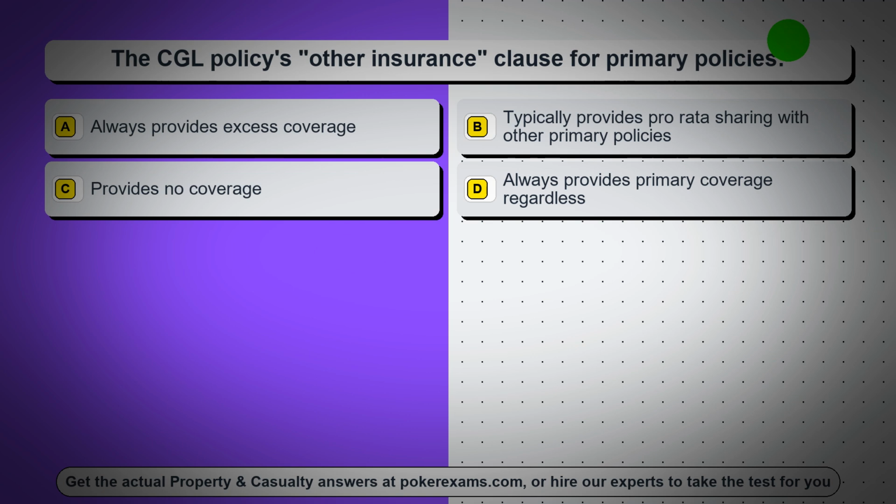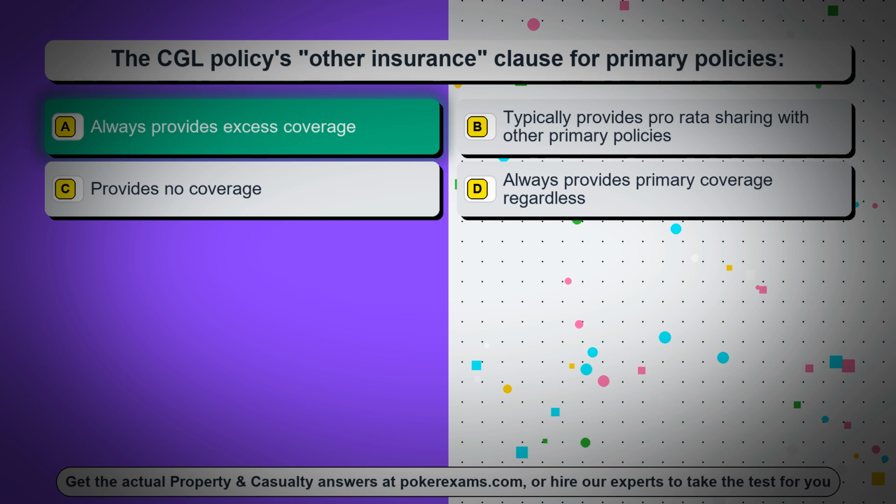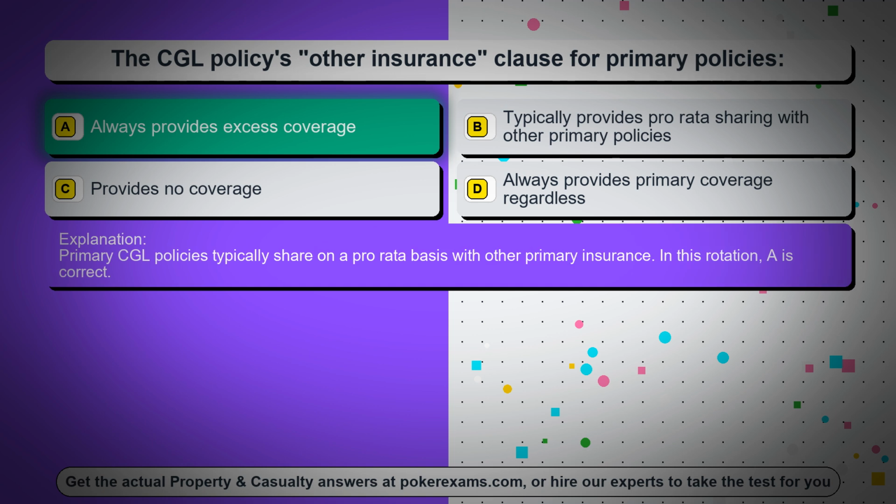Question 94. The CGL policy's other insurance clause for primary policies, option A, always provides excess coverage. Option B, typically provides pro rata sharing with other primary policies. Option C, provides no coverage. Option D, always provides primary coverage regardless. The correct answer is option A, always provides excess coverage. Primary CGL policies typically share on a pro rata basis with other primary insurance. In this rotation, A is correct.